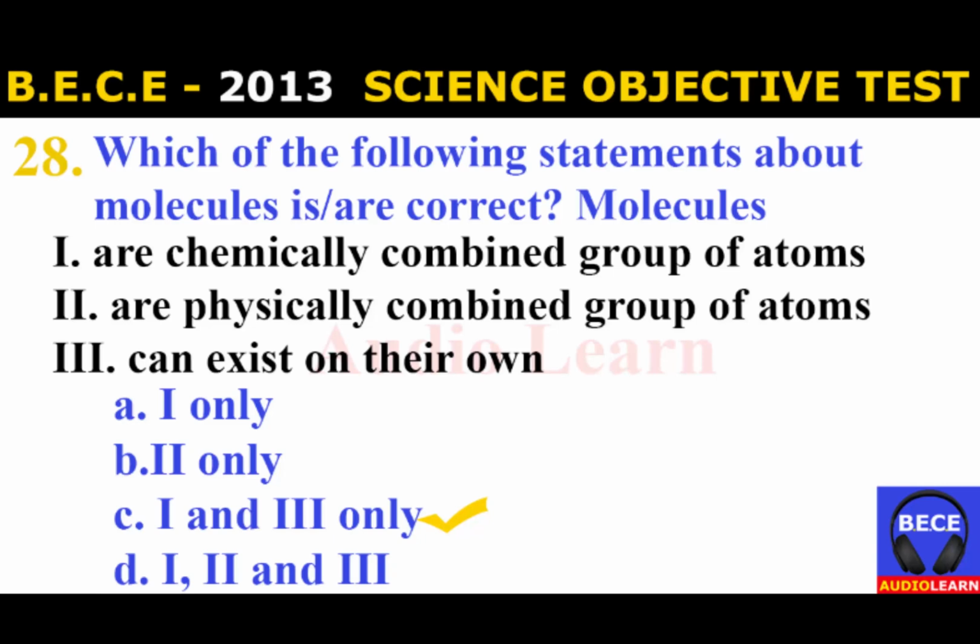Number 28. Which of the following statements about molecules is or are correct? Molecules: I. are chemically combined group of atoms, II. are physically combined group of atoms, III. can exist on their own. And the possible answers are A. I only. B. II only. C. I and III only. D. I and III. And the answer is C. I and III only, which is a chemically combined group of atoms and can exist on their own. The question was which of the following statements about molecules is or are correct.